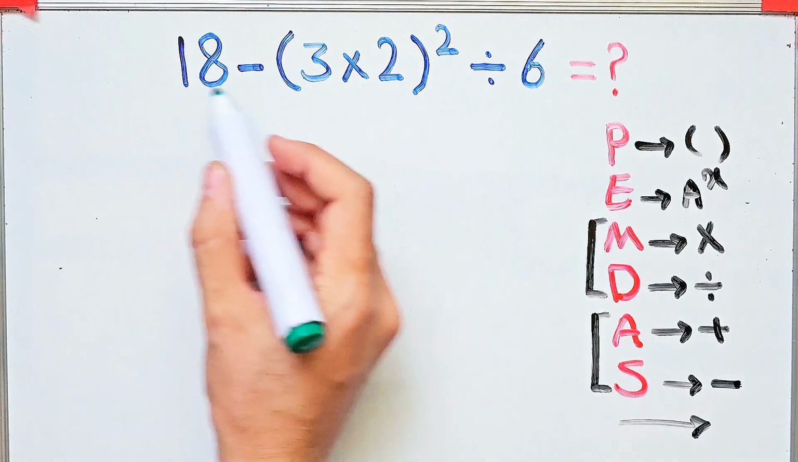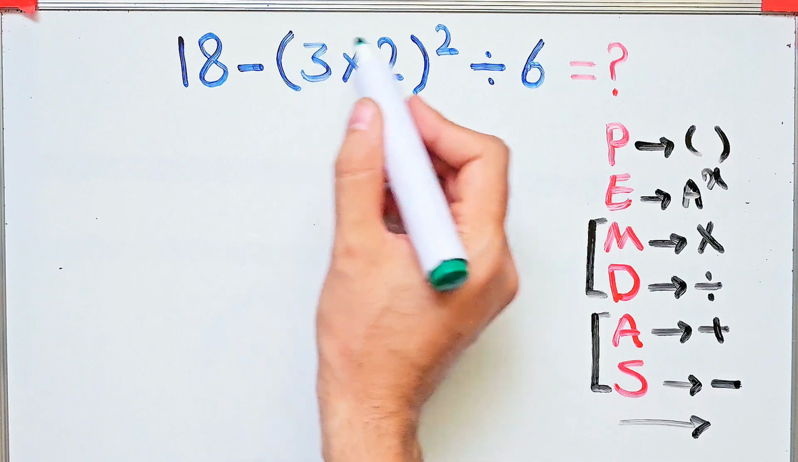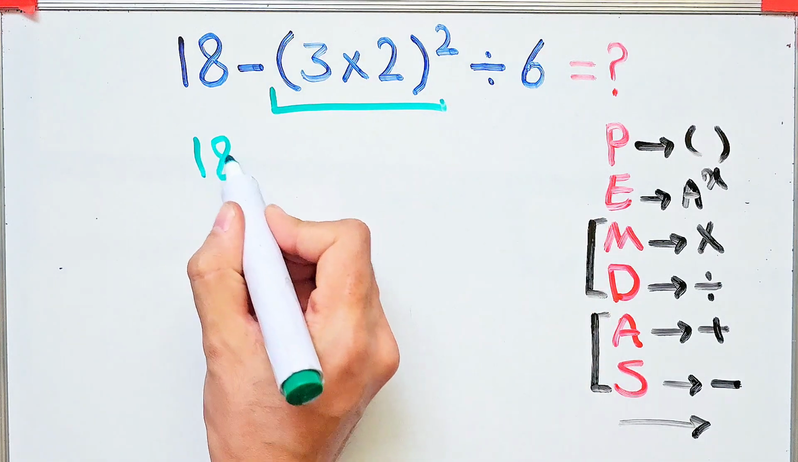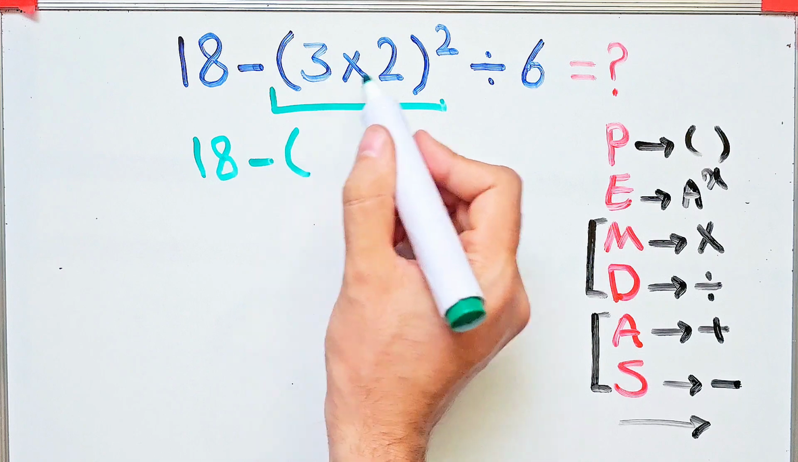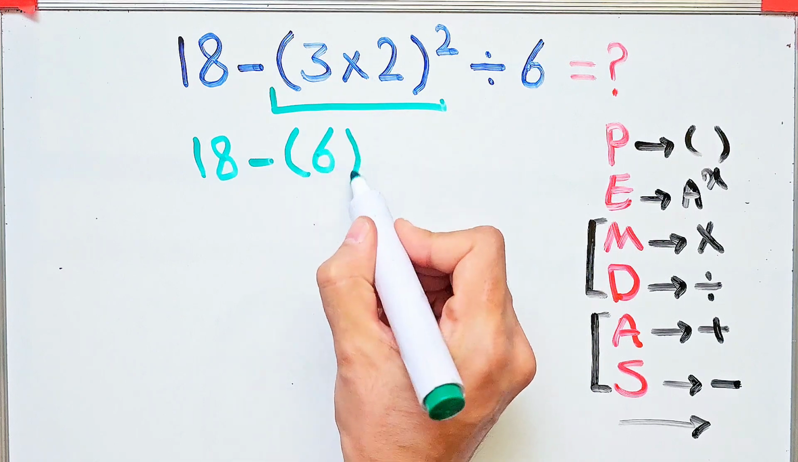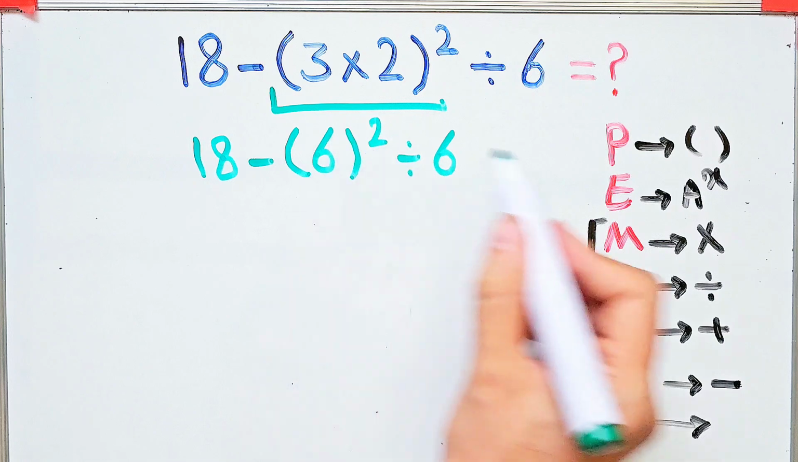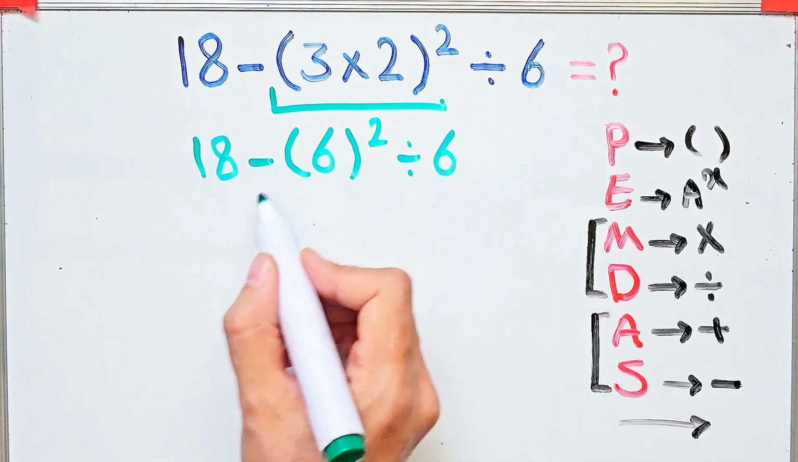In this question, according to the PEMDAS rule, first we simplify the parentheses. 3 times 2 equals 6. We have 18 minus 6 to the power of 2, then divided by 6. Now we have subtraction, exponent, and division.